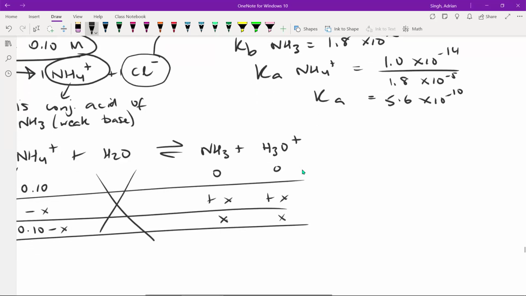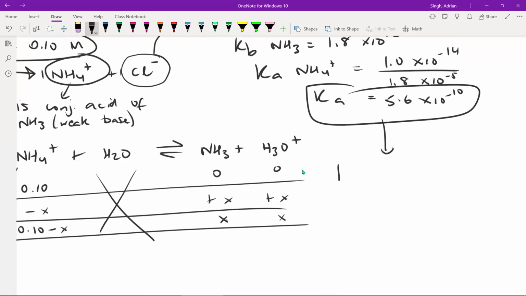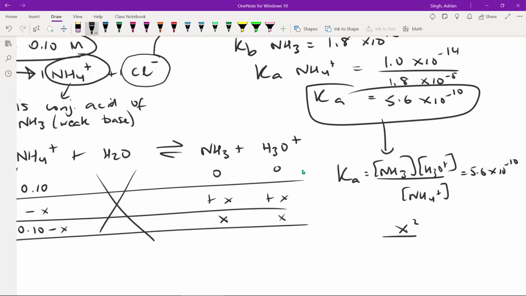So I know what that value is. I can write my expression down here now. Ka would be equal to the NH3 concentration times H3O plus, divided by the NH4 plus, and that is equal to 5.6 times 10 to the minus 10. Substituting my values, I have x squared over 0.10 minus x, equal to 5.6 times 10 to the minus 10.